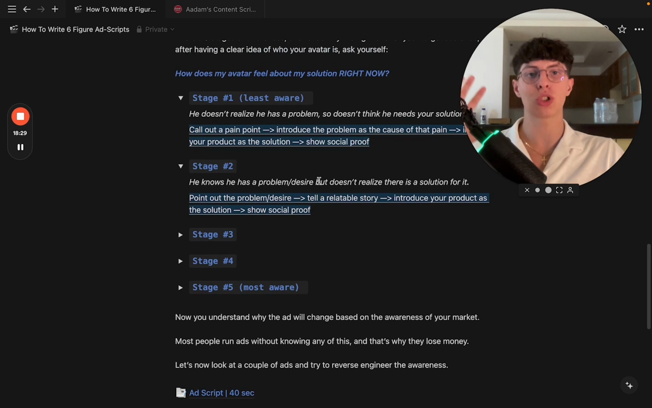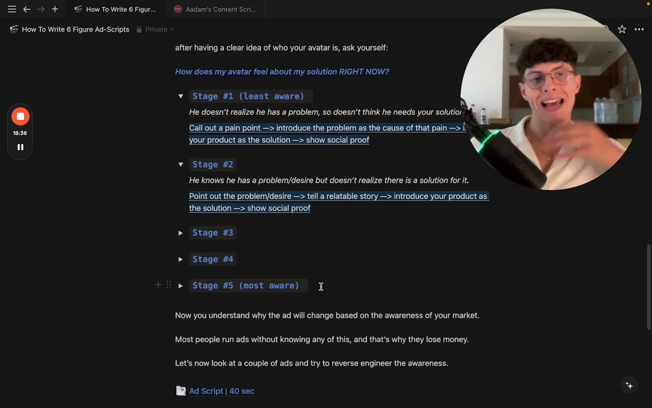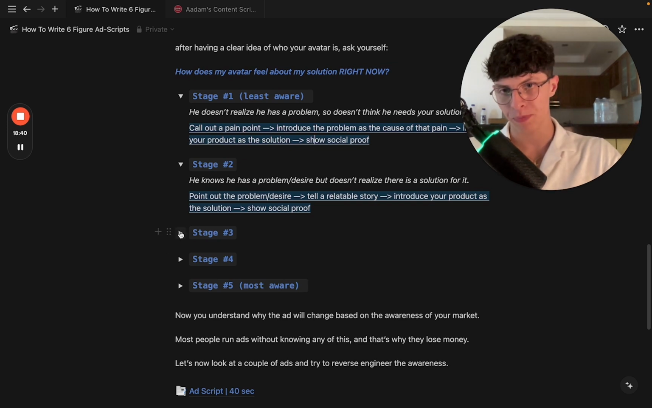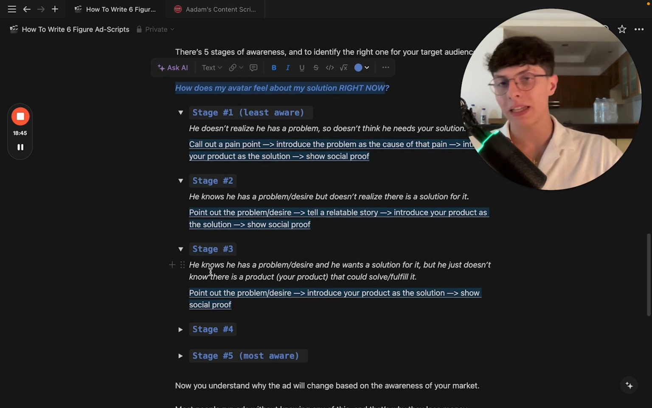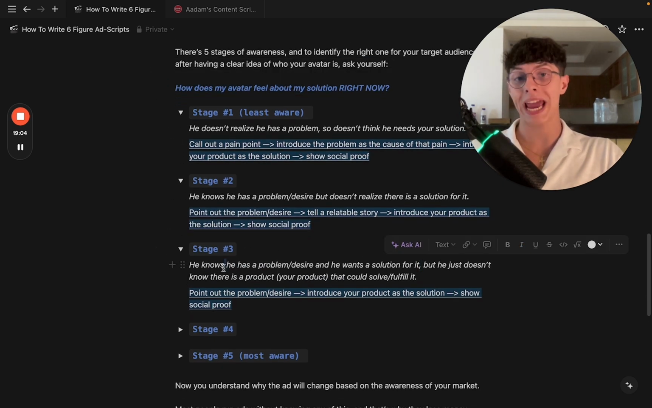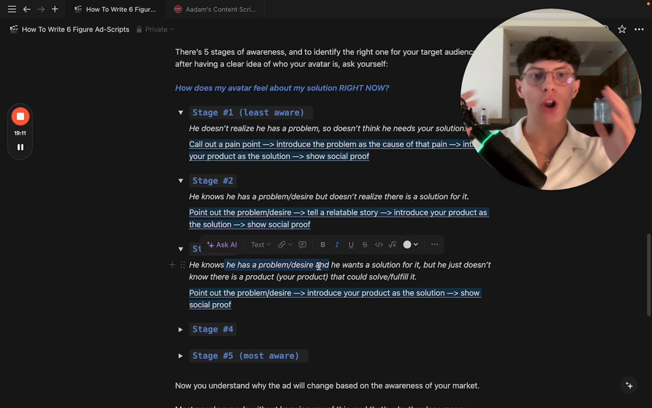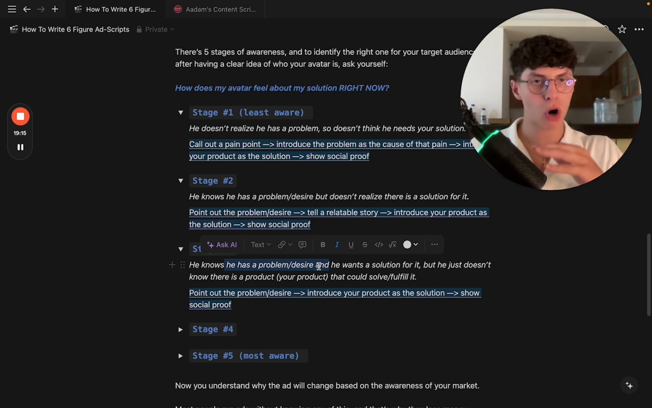Now, hope this is clear. If it's not, I suggest you stop, take some notes, because this is extremely important. I'm going to show, as you see down here, an example of a script, and we're going to reverse engineer the awareness. Now, let's go into stage number 3. So, how does my avatar feel about my solution right now? In this case, at this stage, he knows he has a problem or a desire, and he wants a solution for it. So he knows there is a solution for it, but he doesn't know that your product is the solution that will solve his problem or fulfill his desire.